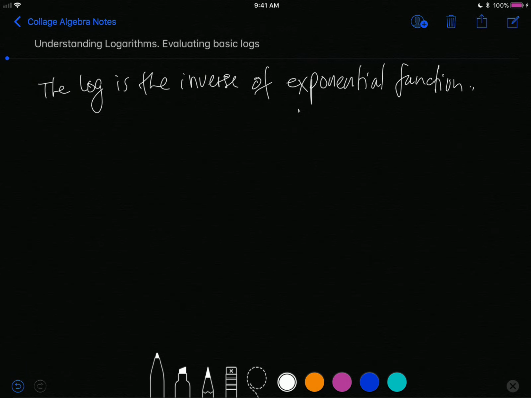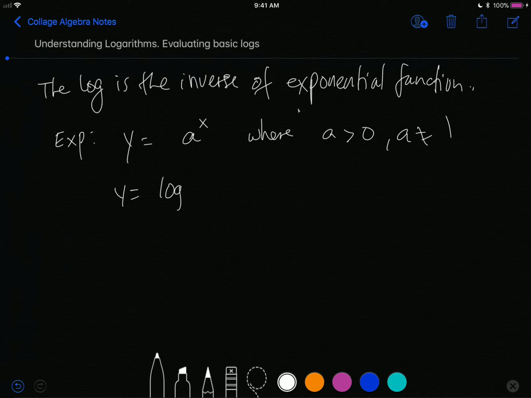An exponential function looks like this. It is y equals a raised to the x power, where a is greater than 0 and a cannot be 1. A logarithm looks like this. It is y equals log base a of x, where again the base a has to be greater than 0 and a cannot be 1. This is what a logarithm looks like.